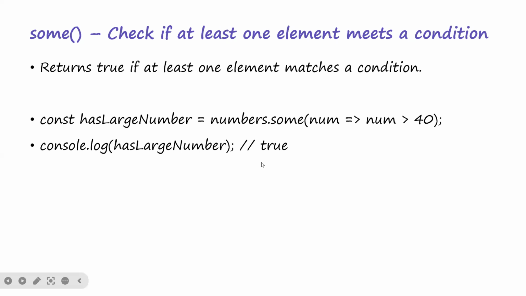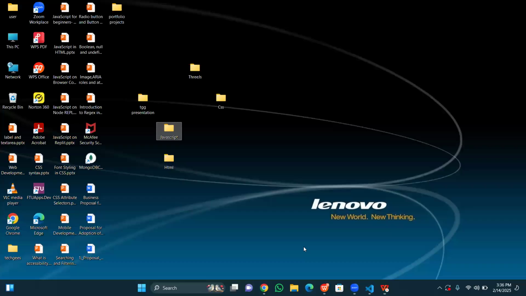We have another method called the some method. The some method checks if at least one element meets a condition. Let's say we have our ages 10, 40, 15, 13, and we want to check: is any of these elements greater than 10? If there is an element that matches that condition, it will return true, else it will return false. So let's go and see.